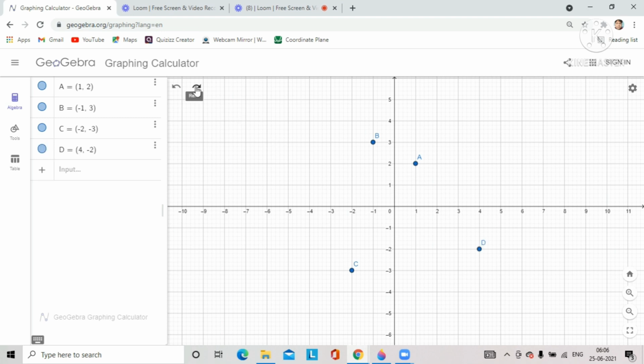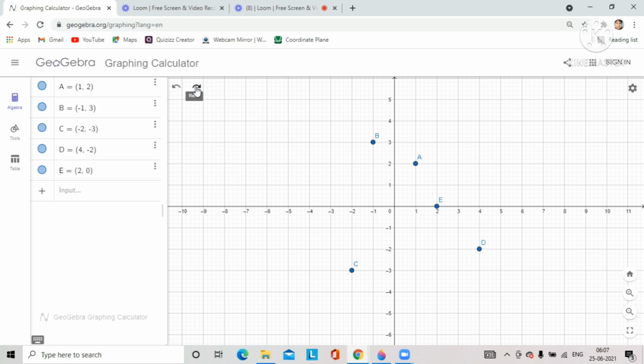So let's go for the next point. D is (4, -2). Now see, I'm moving 4 places to the right of origin and 2 places below origin to reach D. So the coordinate of the point D is (4, -2). You can see on the left which points I'm plotting. So this is the fourth quadrant. So that is why x is positive and y is negative.